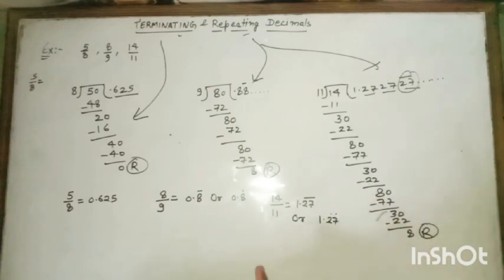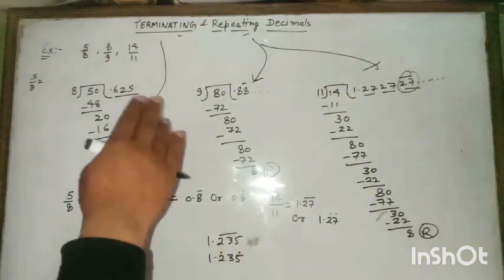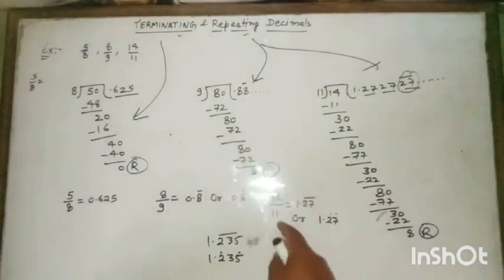If digits are repeating like this, just see 1.235235. What you will do is write it as 1.235 with a bar over 235. Here you will not put a dot above each digit. You will put dots at where it started and where it ends. Repeating started from 2 to 5, so you will put only 2 dots here. This is the terminating and repeating decimals.